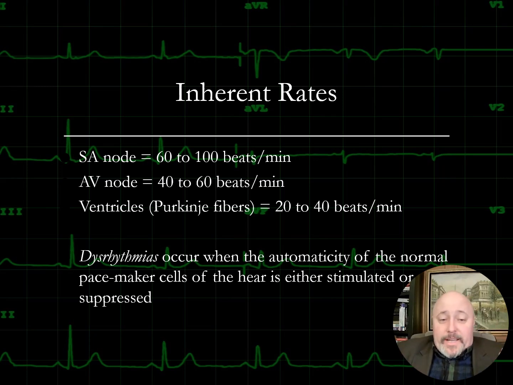Should both the SA node and AV node have failed, the ventricles and Purkinje fibers do have their own final fallback inherent rate of 20 to 40 beats. A dysrhythmia, this is what occurs when that automaticity of the normal pacemaker cells of the heart is either stimulated or suppressed.